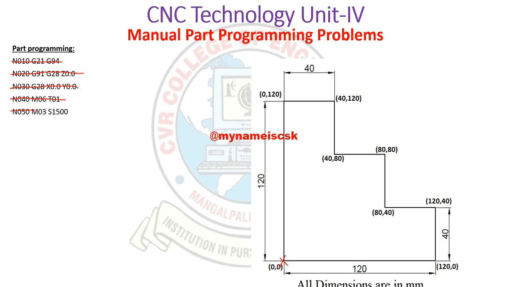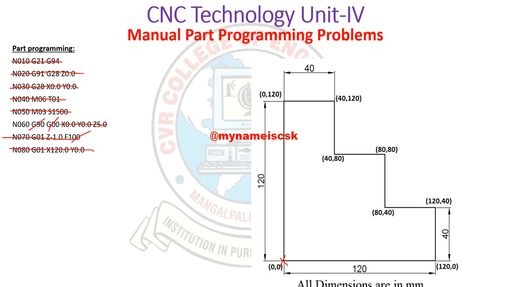Then M03, spindle is on, and we are assigning the speed of 1500 rpm. Then we start; it must go as absolute, and G00 is rapid traverse, with X0 Y0 and Z at a height of 5. So the vertical height is 5. Next, Z minus 1: here we are giving a depth of minus 1 and a feed of 100 mm per minute.